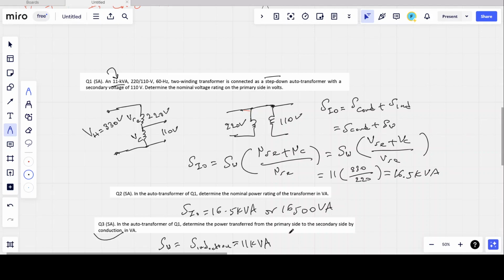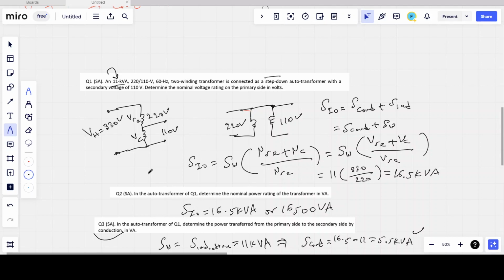So if I do some quick mathematics, of course I know the power rating of the autotransformer, which is 16.5. So I can say that S conduction is nothing but 16.5 minus 11, and that will give me 5.5 kVA, and that's my answer. The other way would be to find the current, and then after you find the current, you do all this mathematics.